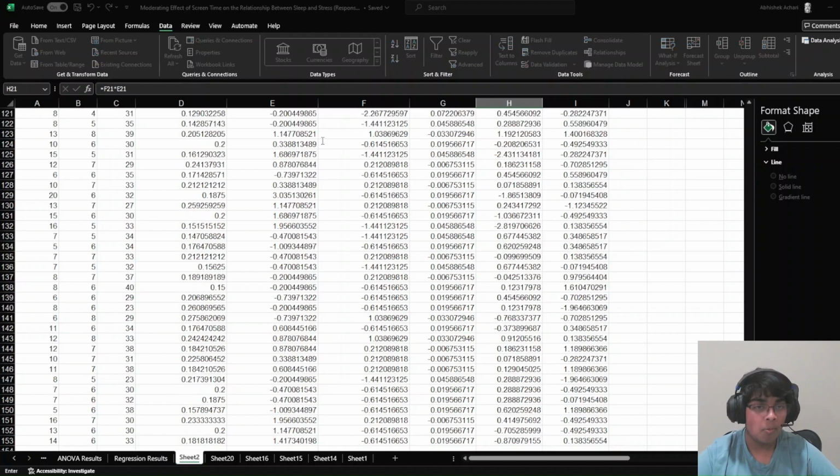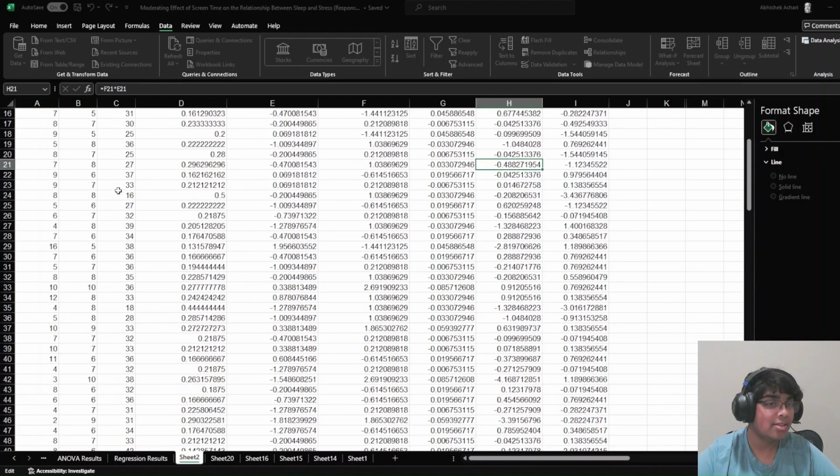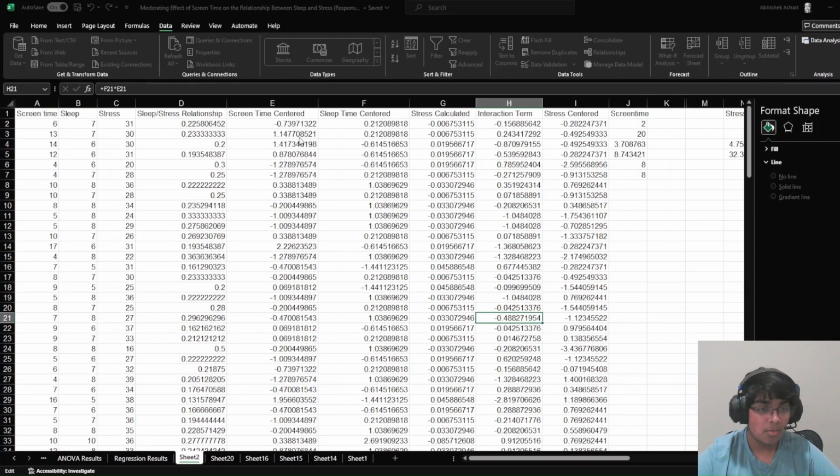And so what you'll have to do is, in terms of the Y range, for me, my data goes from C1 to C53 for stress, which is the dependent variable, which means that'll be the range that I input in. And you can see that it automatically did the same for A1 to B53, which is the total range of all the independent variables. You want to click the Labels button and the Confidence Level button.